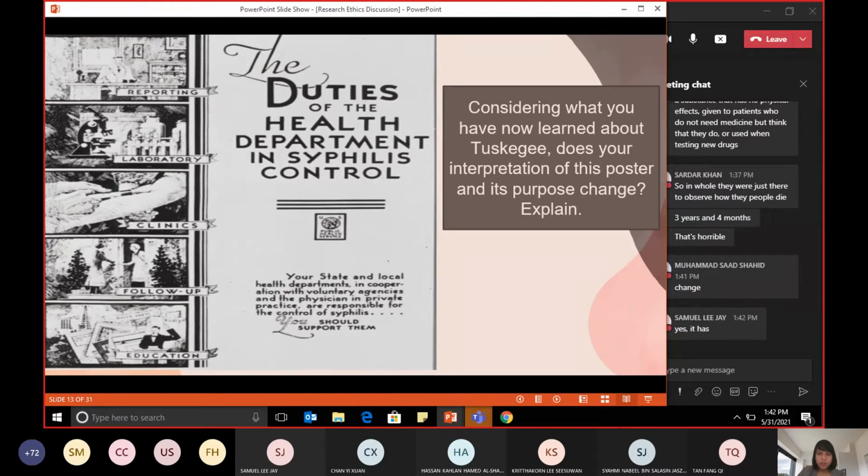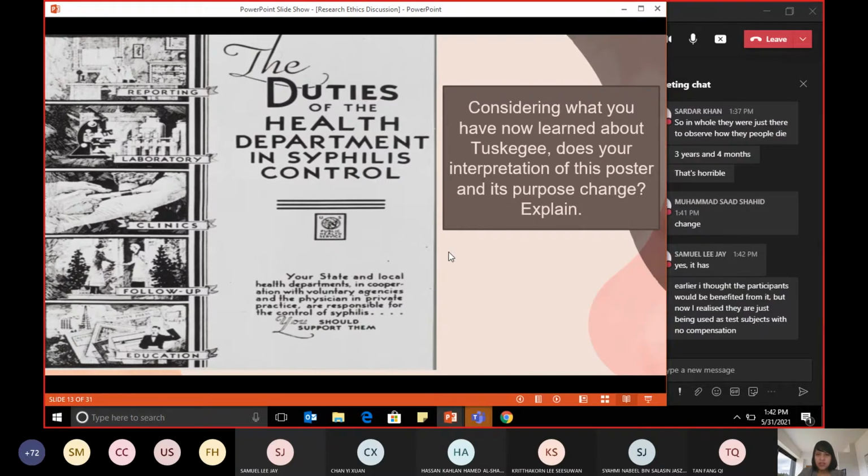Okay, Samuel, could you please explain why you think it has changed? Because we know that it is unethical. Okay, we know what happened. They manipulated the participants, but before they did, they gave them a lot of positive documentation. A lot of information was very, very positive. But now I realize they were just being used. Yes, they were just being used. What do we call that when you conduct experiments? They were just guinea pigs. Okay, all right.